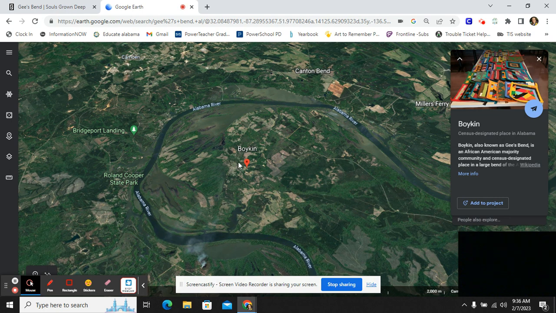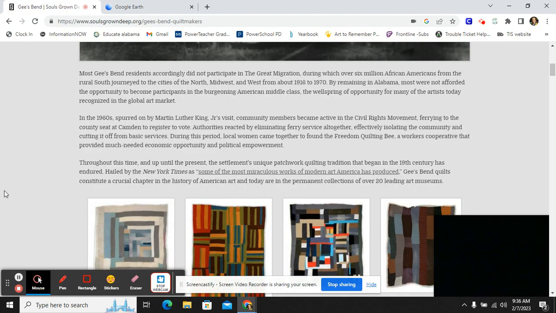Now, you could argue that it was purposely put pretty far away here, and it probably was to discourage the voting of these African American residents. But they traveled, they crossed that river, and they kept going to make it to Camden in order to vote. Martin Luther King Jr. did visit here and encouraged them to do that. So they underwent that journey to make sure their voice was heard. All right, so back over here.